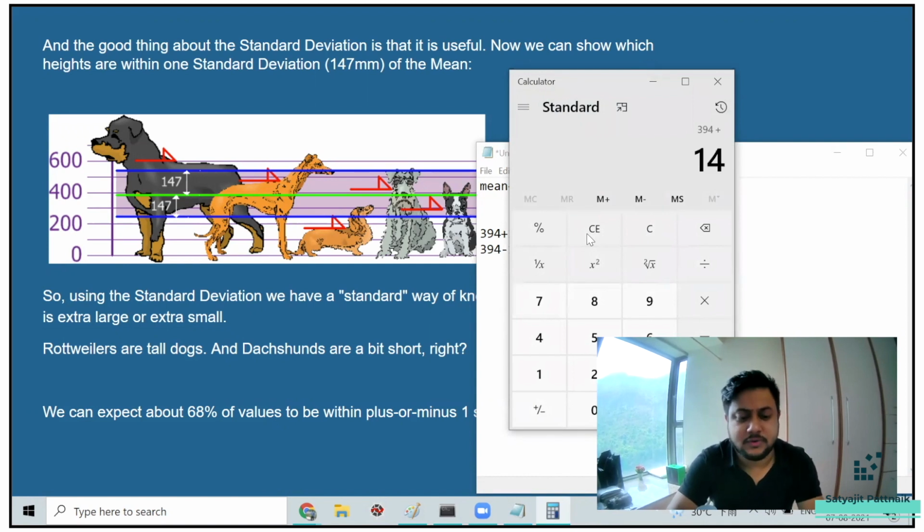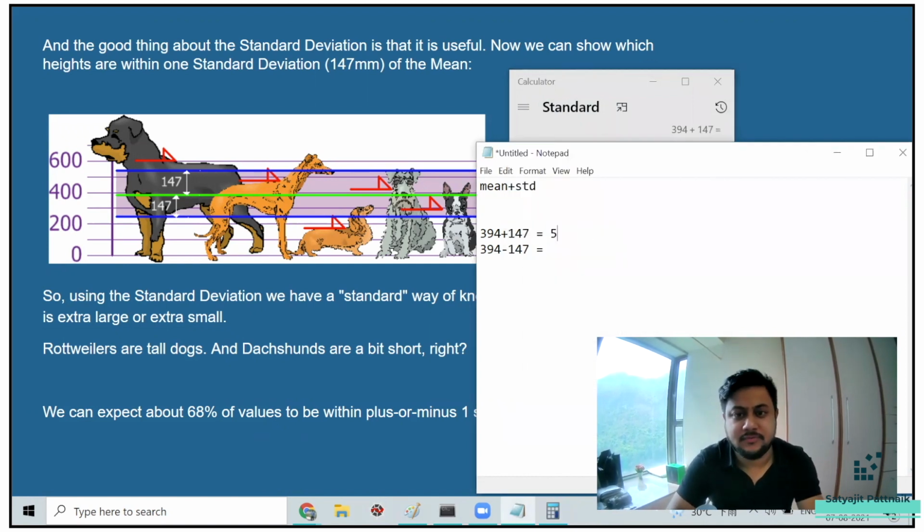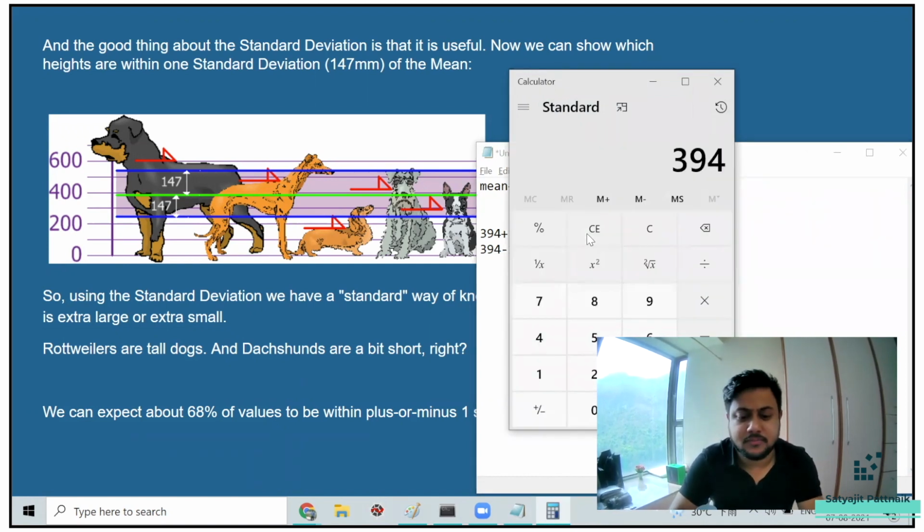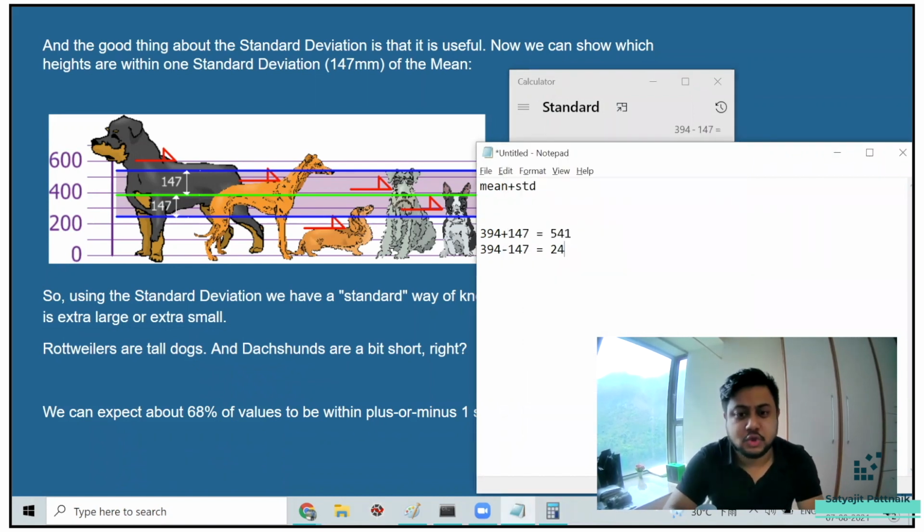394 plus 147 is 541, and 394 minus 147 is 247. So this means within the range of 247 to 541, 68% of the data points are lying.